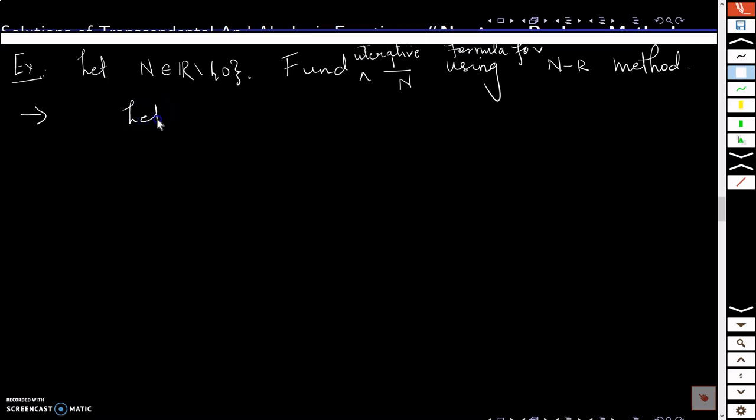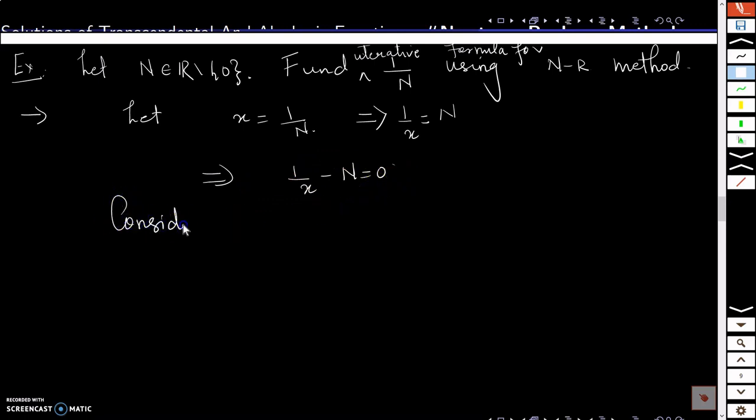So I need to find 1 by N. Supposing x is my 1 by N, I can just cross multiply and rewrite this as N equal to 1 by x, and I can rewrite this as 1 by x minus N equal to 0. So finding x such that x equals 1 by N is the same as finding x such that 1 by x minus N equals 0, because I have simplified the same expression and obtained this at the end. So I'll take that as my function f. I'll consider f of x to be equal to 1 by x minus capital N.